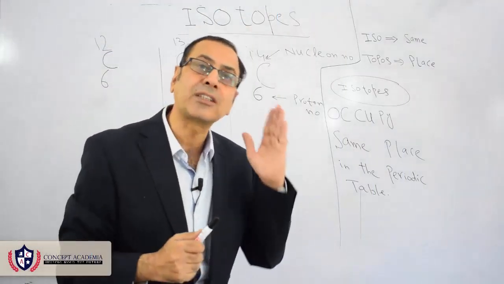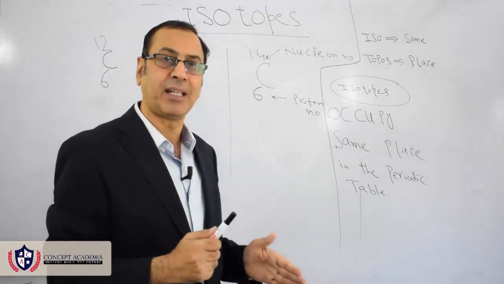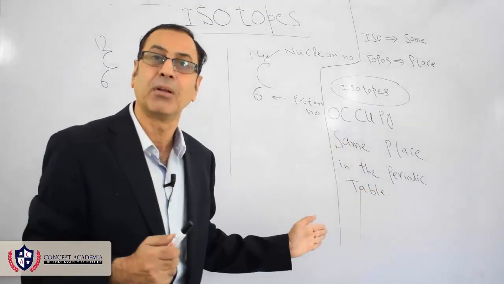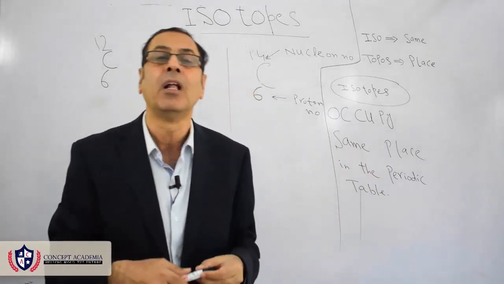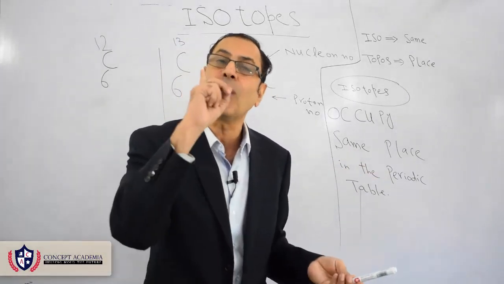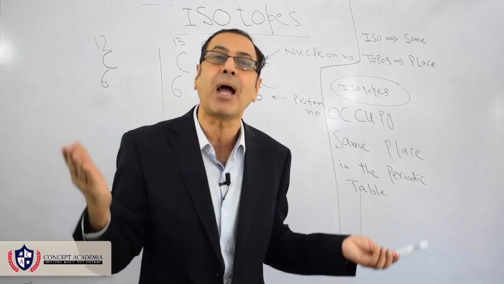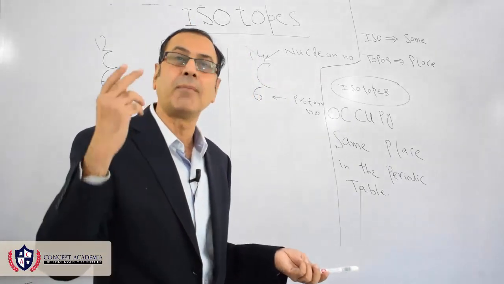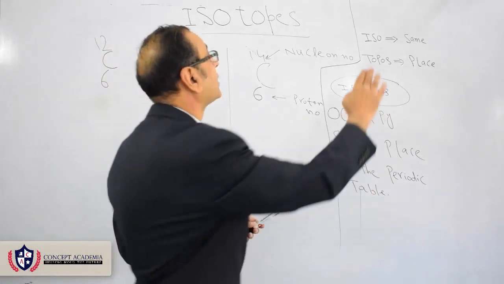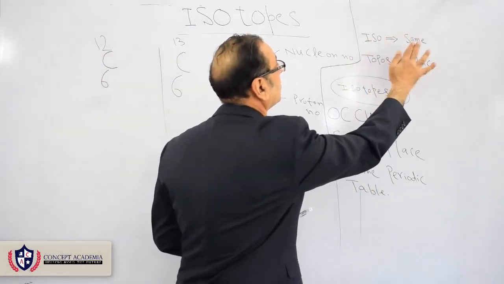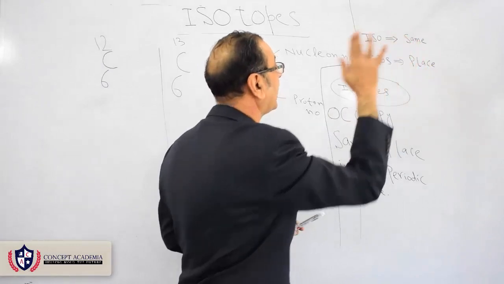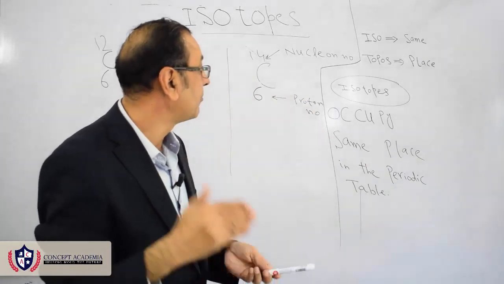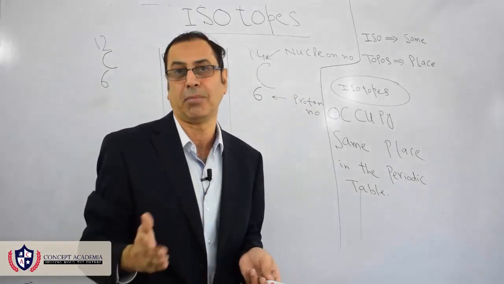Isotopes are the atoms of the same element and they occupy the same place in the periodic table. So if you look at the periodic table, there is only one place for carbon because it is the same element. Isotopes come from two words: iso means same and tope means place. So isotopes means occupying the same place in the periodic table.